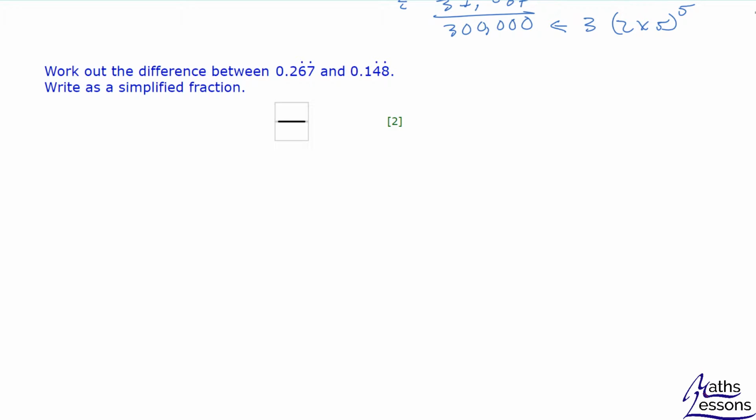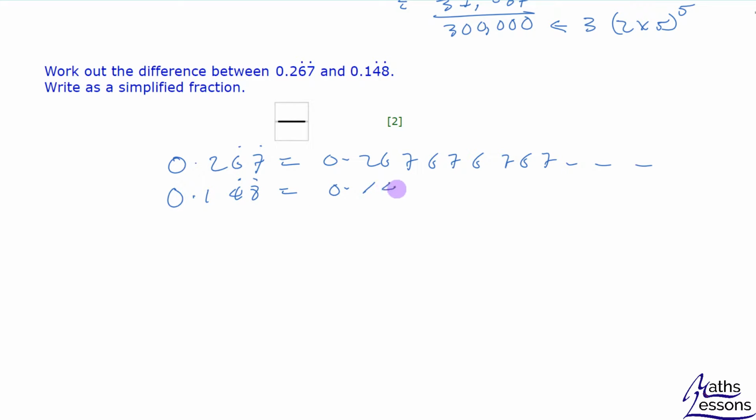Right, going through this question, we're going to work out the difference between 0.267 recurring and 0.148 recurring. So 0.267 recurring is equal to 0.267676767 and so on. And 0.148 recurring is equal to 0.148484848. And what we can see is we're going to have this repeated 67 to take away the 48.